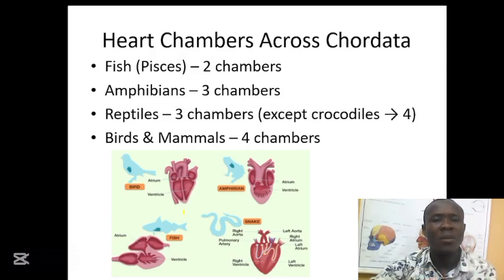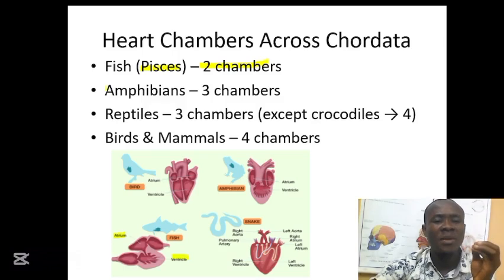And now let's talk about the chambers of the heart. So let's start with the class Pisces, which we have the fishes. So the Pisces, they have a two-chambered heart. They have the atrium and they have the ventricle. For them, they don't have the right and left atrium. They just have atrium and ventricle.